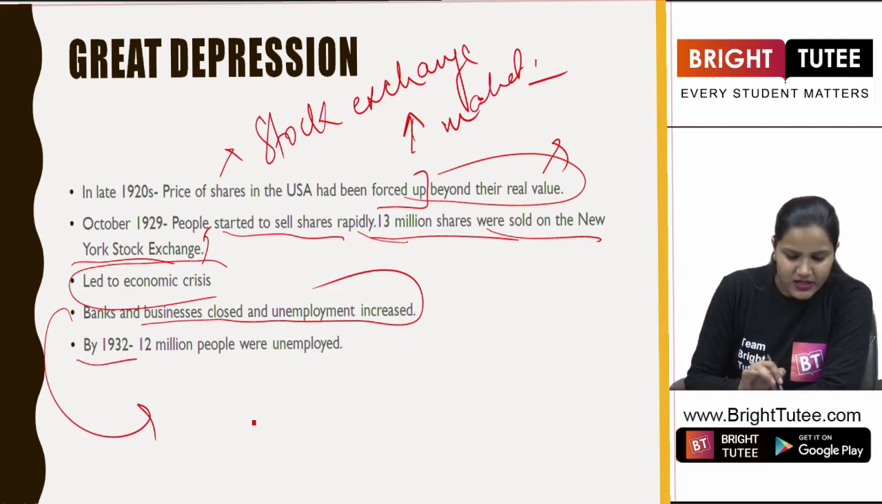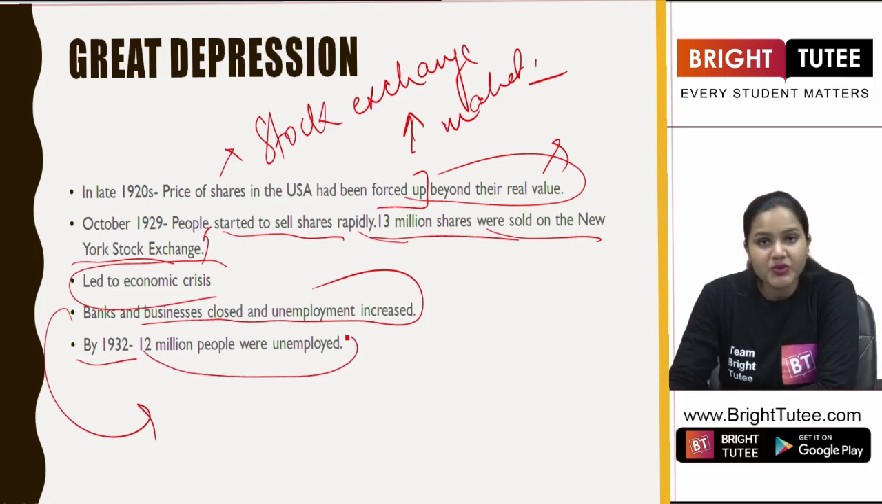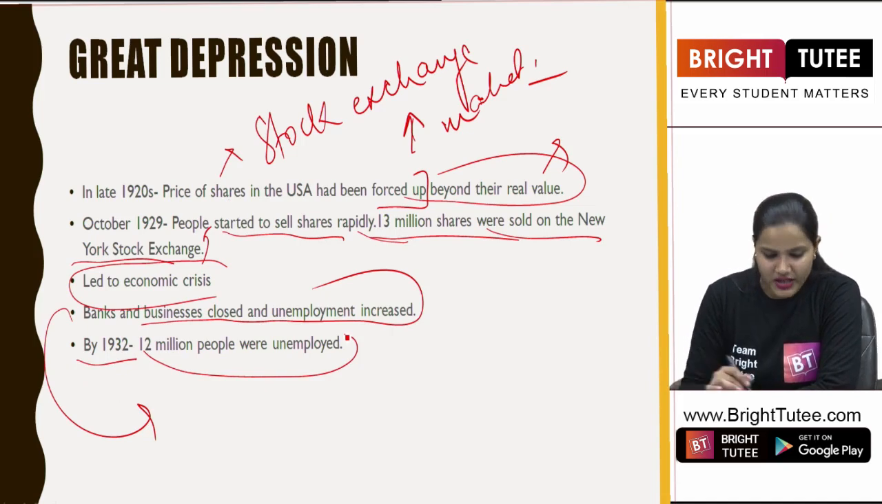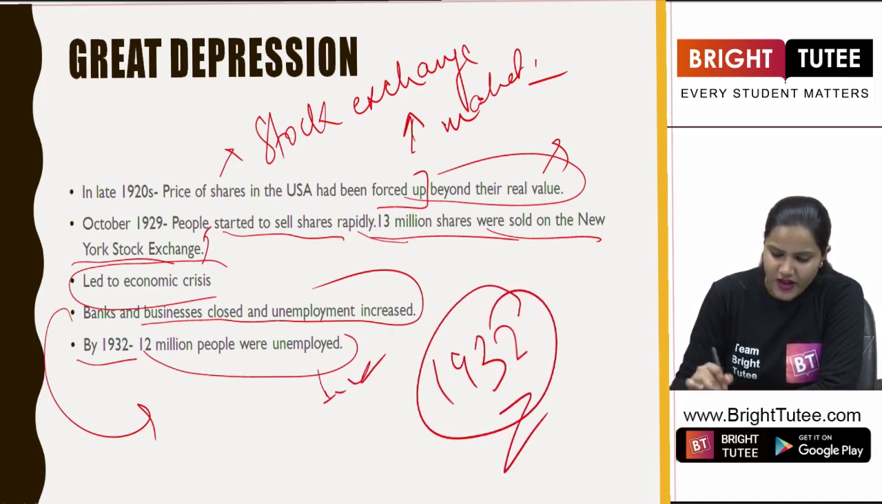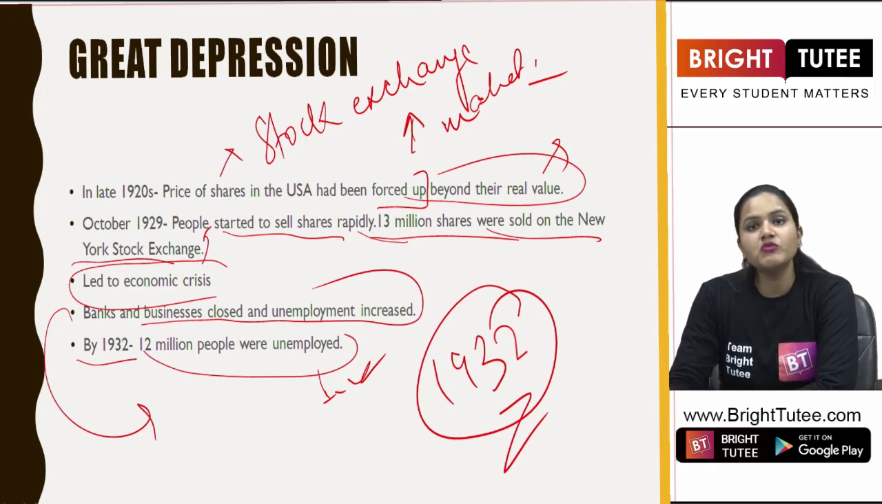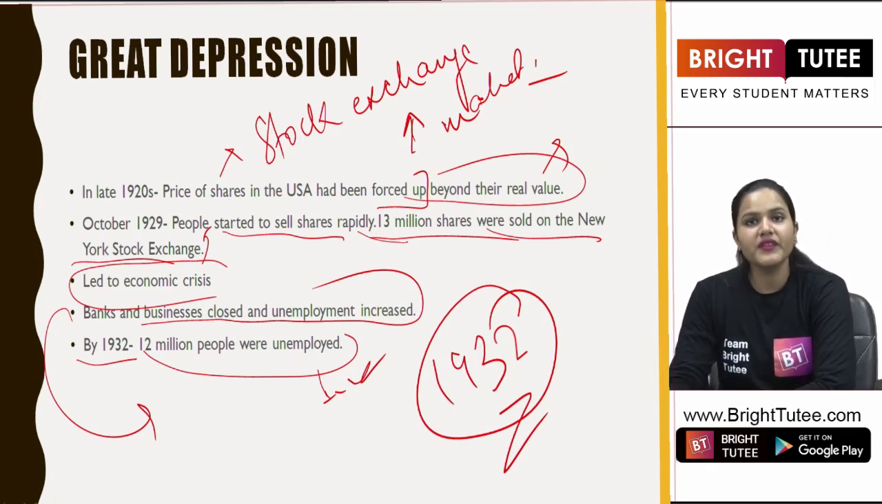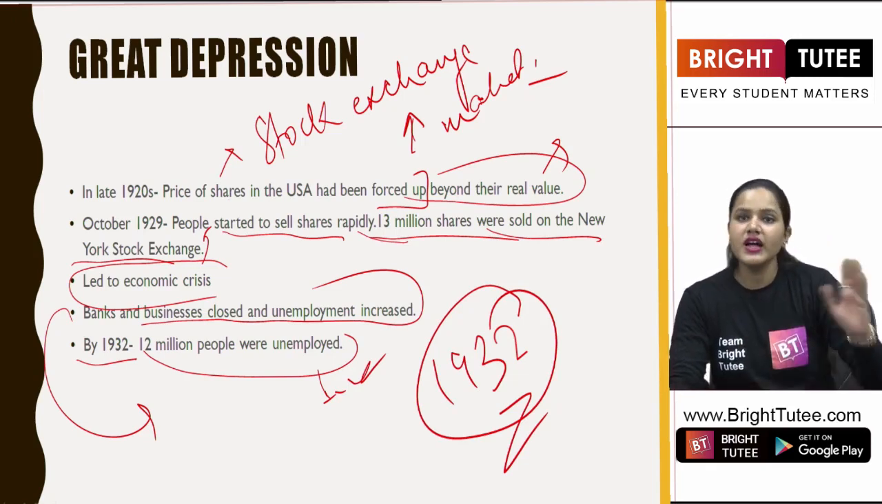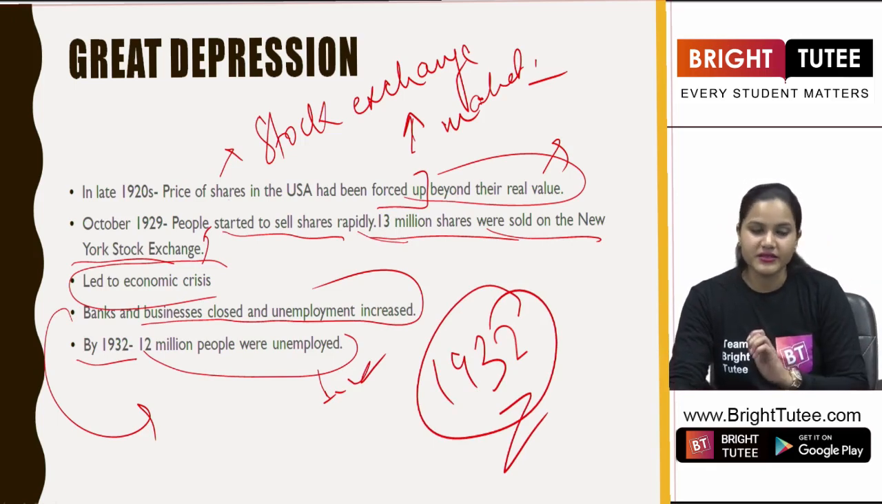And by 1932, 12 million people were unemployed. Now this was the situation in 1932. So somehow till 1932, these people who were worst hit by the Great Depression had to somewhat suffer in one way or another.